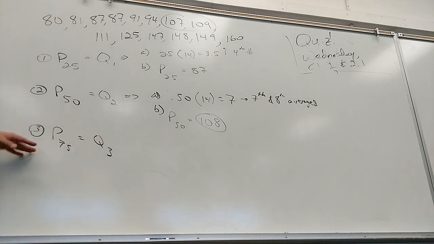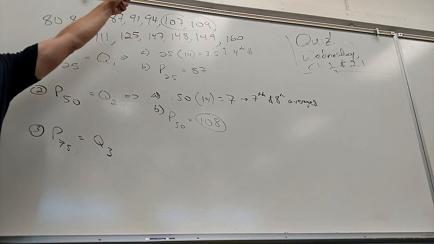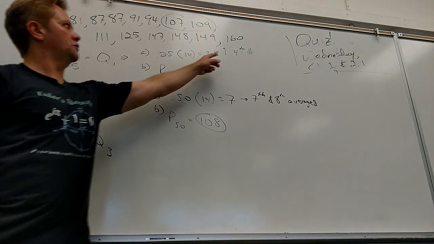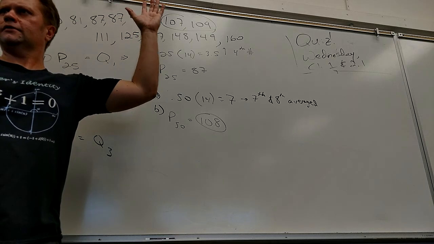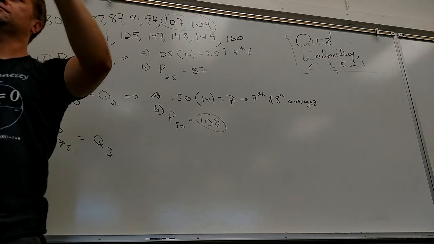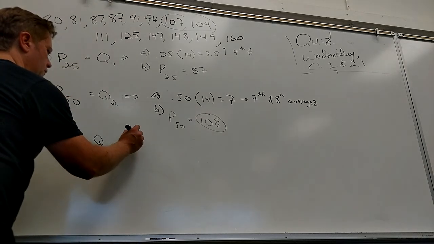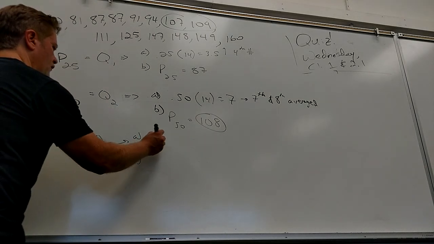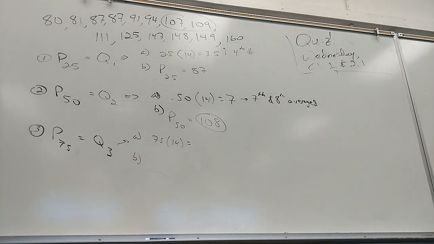I could do 75% of 14, do all that work, or I could realize P25 is going this way. P75, I can go this many numbers in this way. Does that make sense? Either way you do it, it's going to come out with the same number. So sure, I'll do it the long way. You could do 75% of 14. And what is 75% of 14?